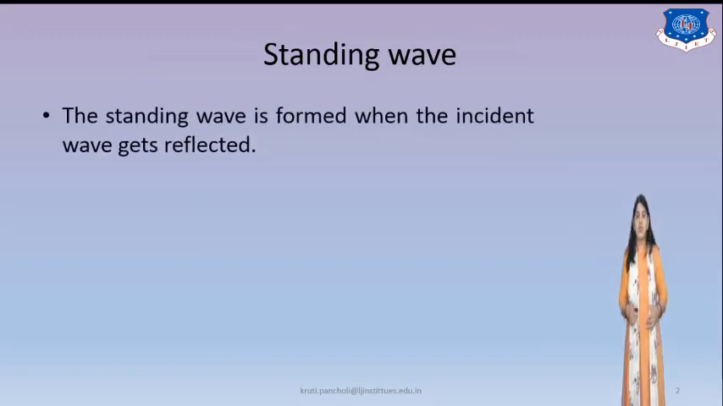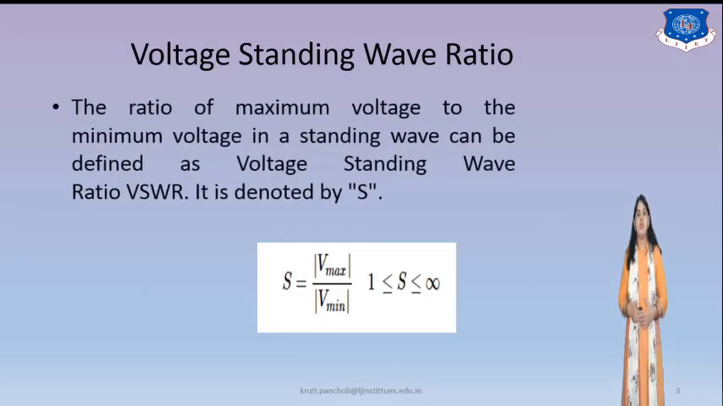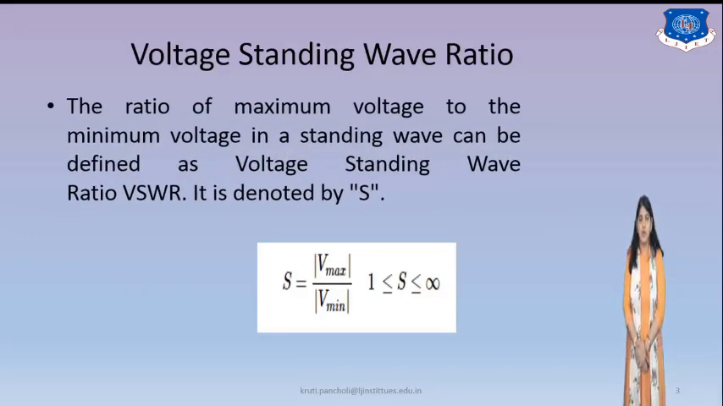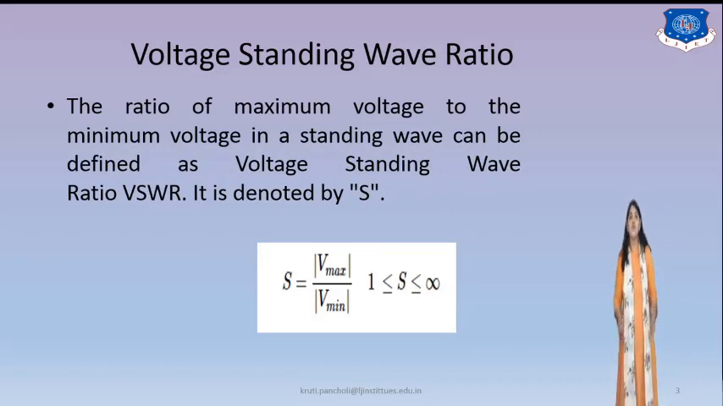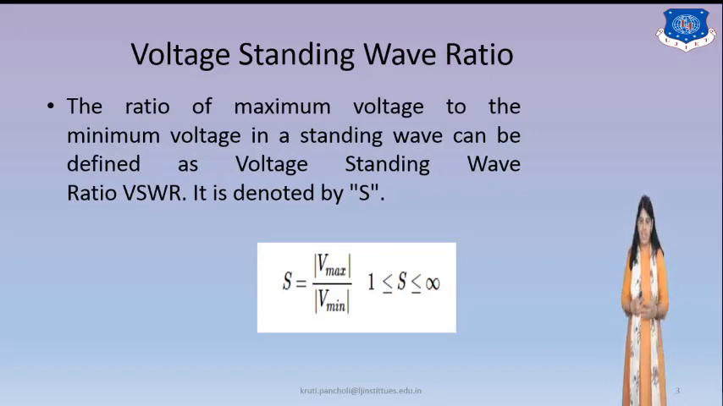So very first, what is a standing wave? A standing wave is formed when incident waves get reflected. The standing wave which is formed contains some voltage. The magnitude of the standing waves can be measured in the form of the standing wave ratio. So what is the standing wave ratio? It's a ratio of maximum voltage to the minimum voltage in a standing wave.